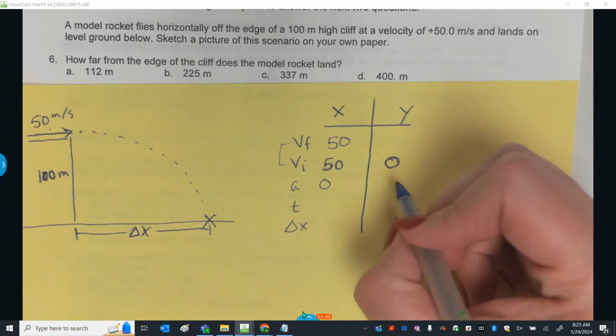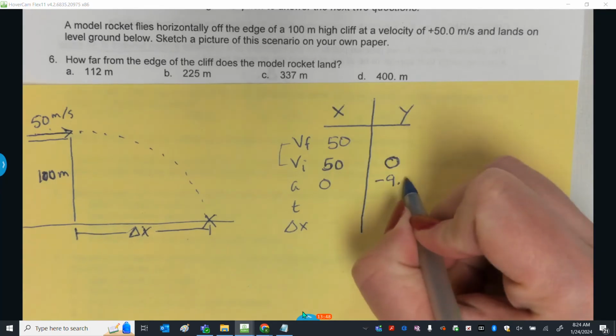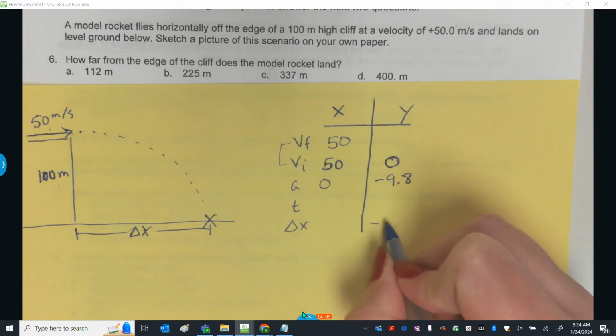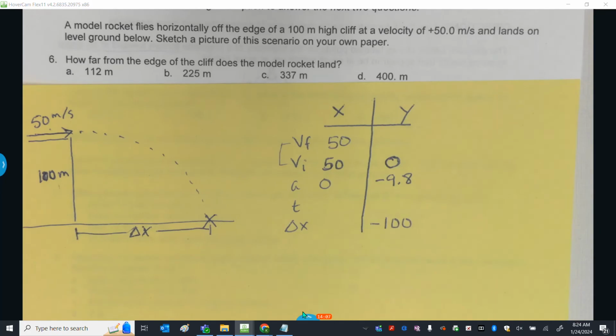My acceleration vertically will be due to gravity, which is negative 9.8 meters per second squared. I know it's going to speed up. I know it will have some final velocity vertically, I just don't know what it is. And I know how far it's going to fall: 100 meters. That's how high the cliff is. That's also how far it will fall, making my vertical displacement negative 100.